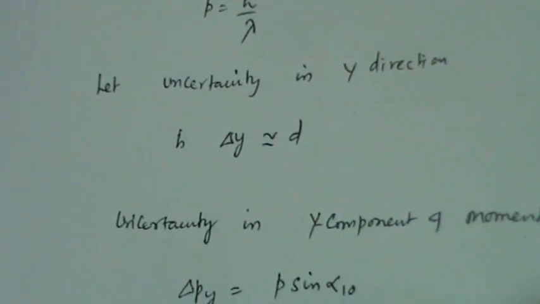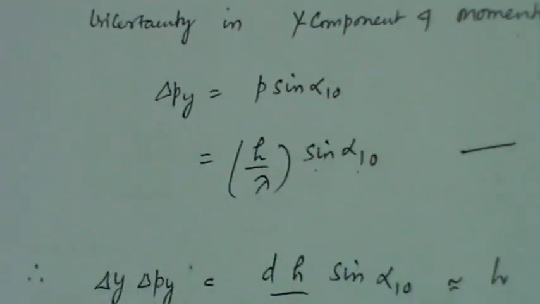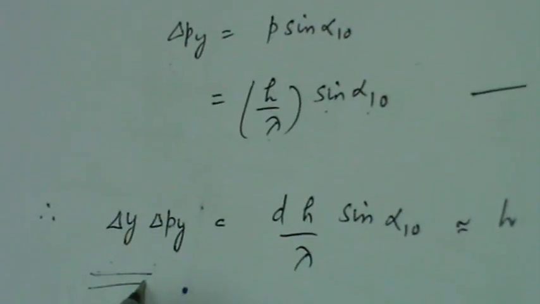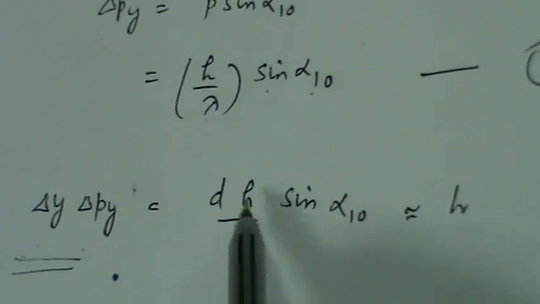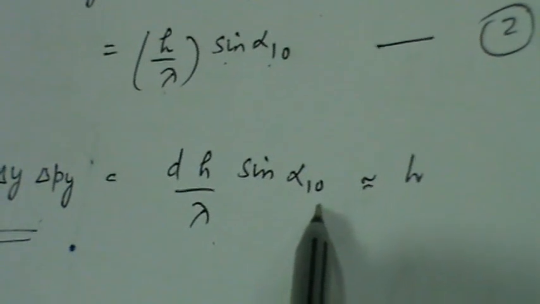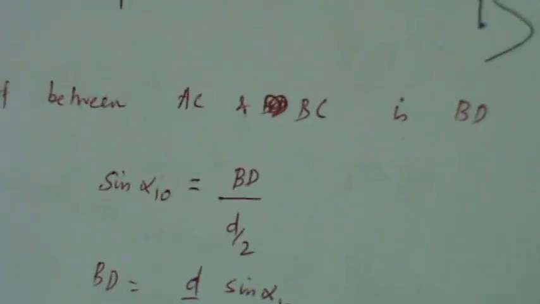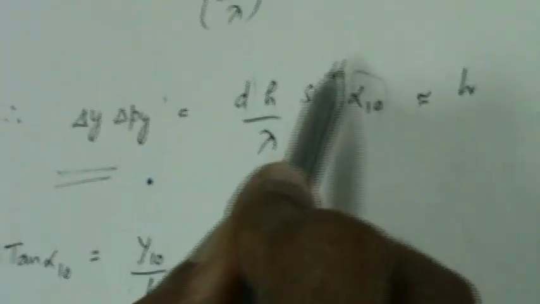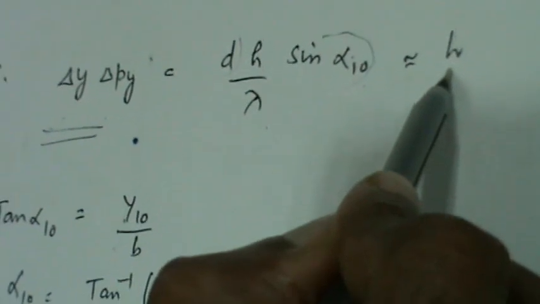So we have found out the uncertainty of position in y direction and the uncertainty in y component of momentum. Just find the product of these two. What we get is that delta y equal to d and delta py is h by lambda sin alpha 10. But we know that d sin alpha 10 is nothing but lambda. So for d sin alpha 10 you substitute lambda. So lambda goes off. So eventually we are left with h.